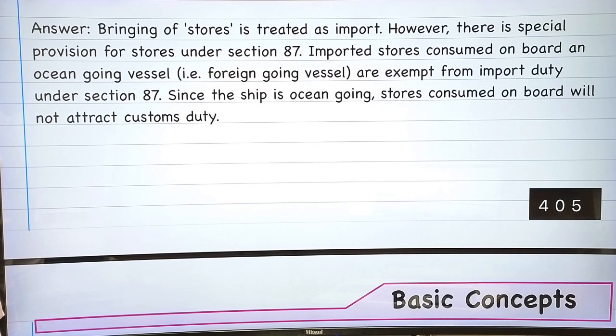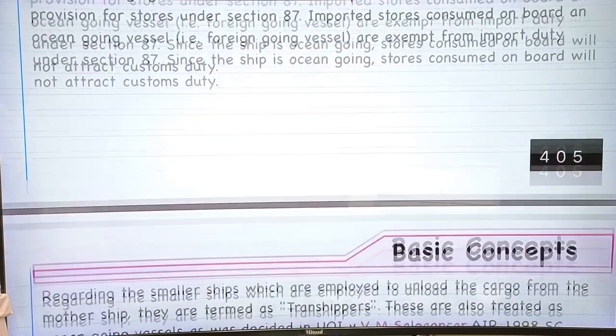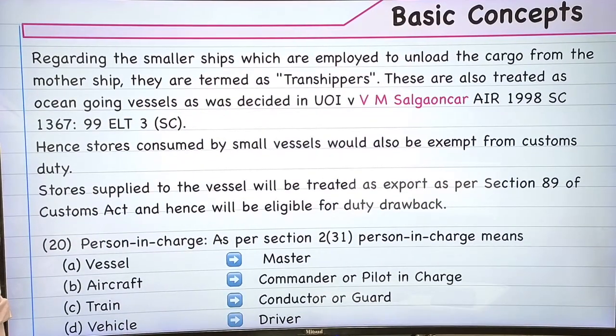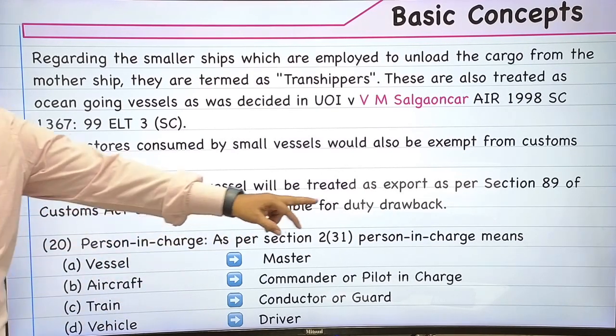Since the ship is ocean going, stores consumed on board will not attract customs duty. Regarding the smaller ships which are employed to unload the cargo from the mothership, they are termed as transshippers. These are also treated as ocean going vessels, as was decided in the V.M. Salgaonkar case by the Honorable Supreme Court of India. Hence, stores consumed by small vessels would also be exempt from customs duty. Further, stores supplied to the vessel will be treated as export as per section 89 of the Customs Act 1962, and hence they will be eligible for duty drawback.